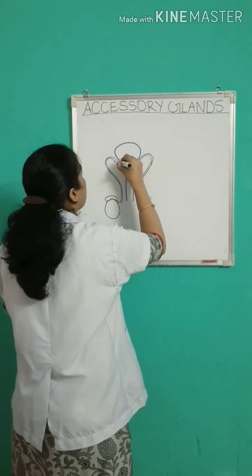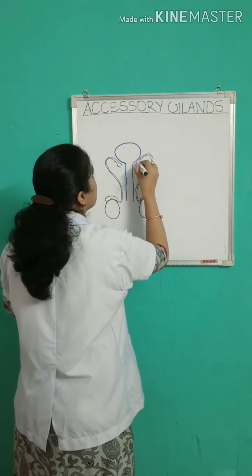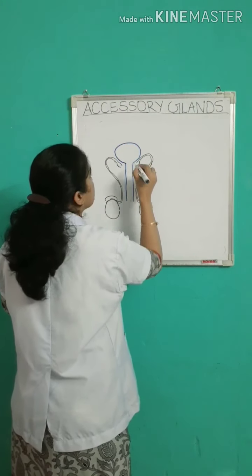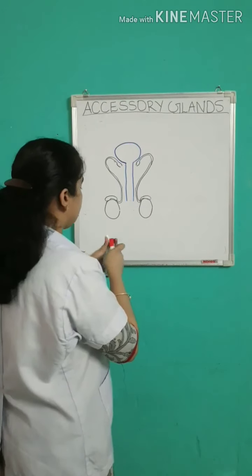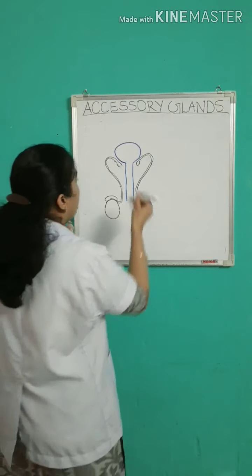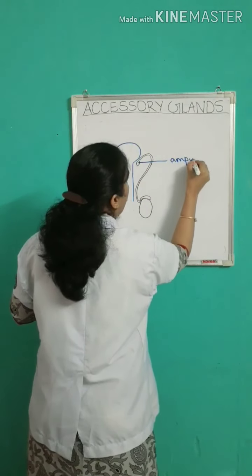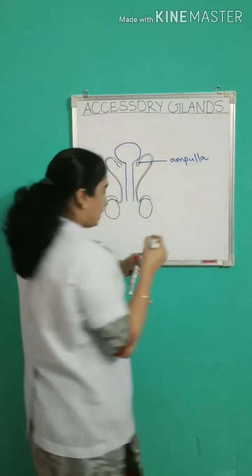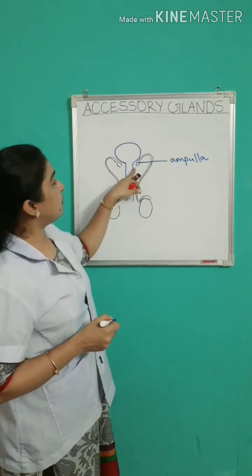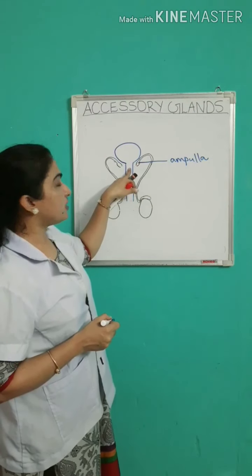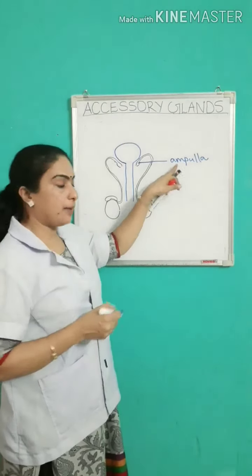Just before the place where the vas deferens opens into the urethra, there is a swollen part. A swollen part we can see here also, and this swollen part of the vas deferens is known as ampulla. So ampulla means the swollen part just before the place where the vas deferens opens into the urethra.